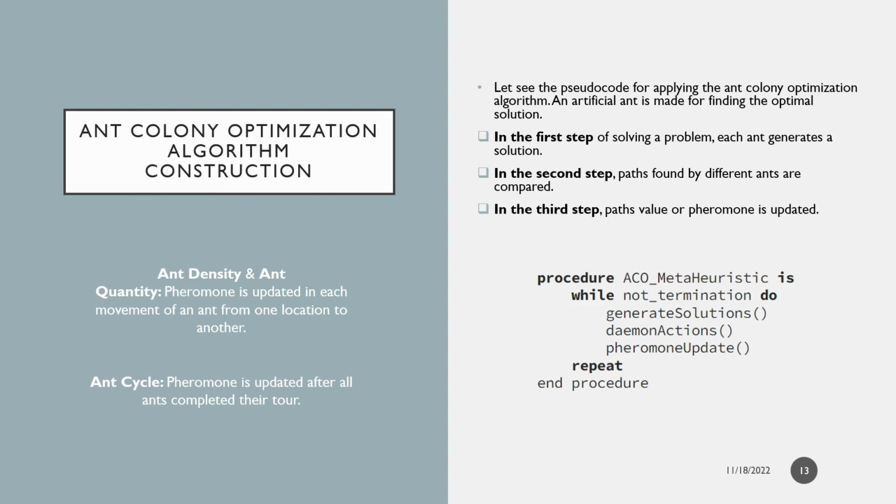Let's see the pseudocode for applying the ant colony optimization algorithm. An artificial ant is made for finding the optimal solution. In the first step of solving the problem, each ant generates a solution. In the second step, paths found by different ants are compared. In the third step, path value or pheromone is updated. Thus, we have to repeat the steps again and again until the procedure stops or we reach the final destination.